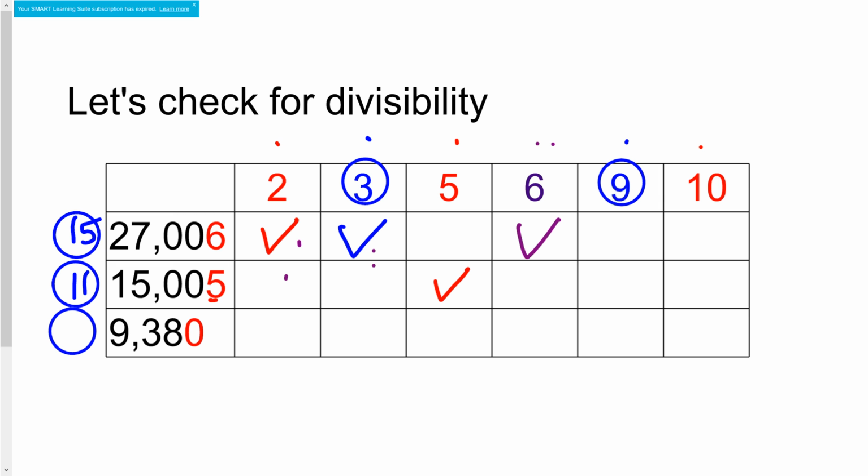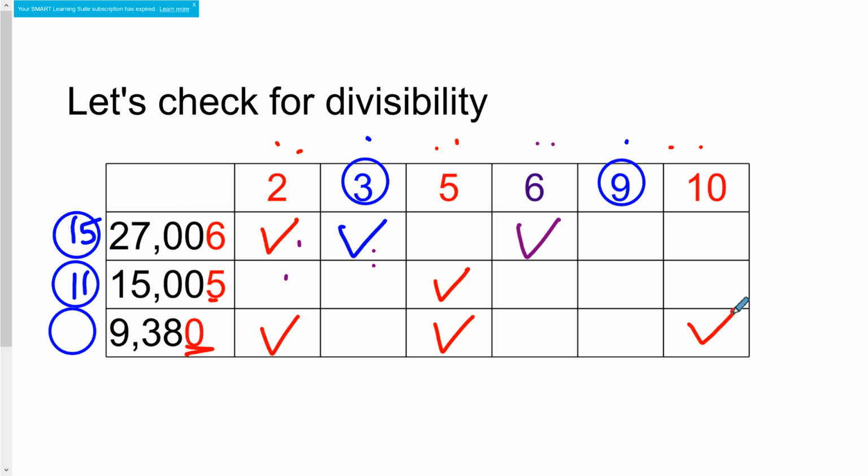Finally, I'm going to take a look at my last number, 9,380. I start with 2, 5, and 10 again, looking at that last digit. Well, it's a 0. That's even: 0, 2, 4, 6, or 8. That's divisible by 5 because it ends in a 0, and it's divisible by 10.